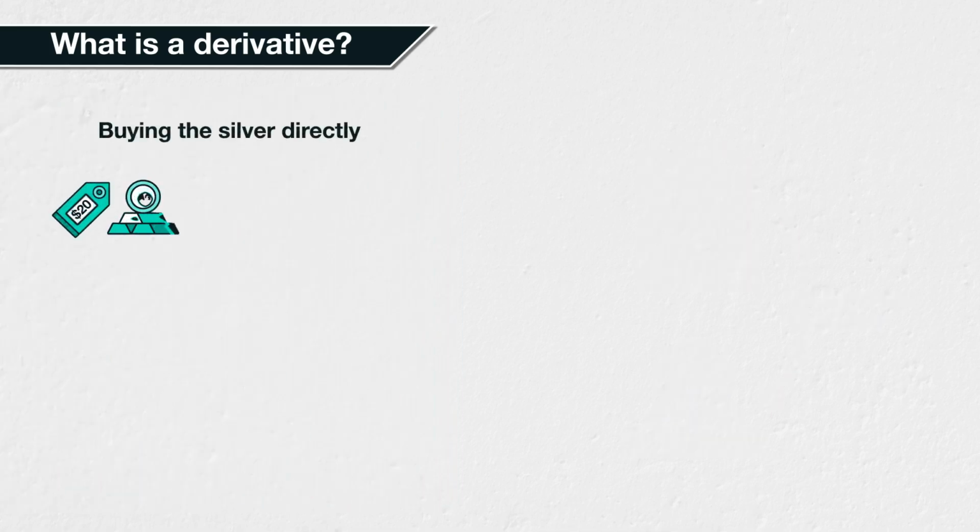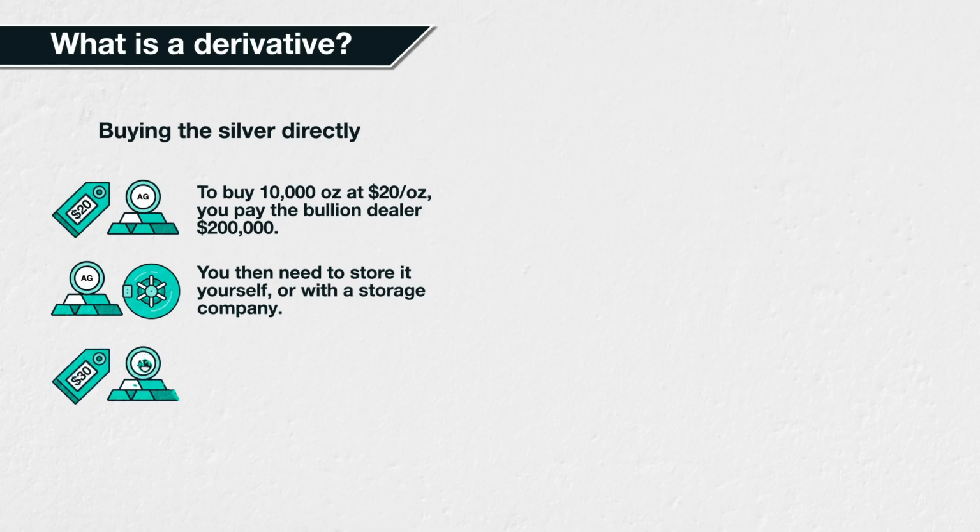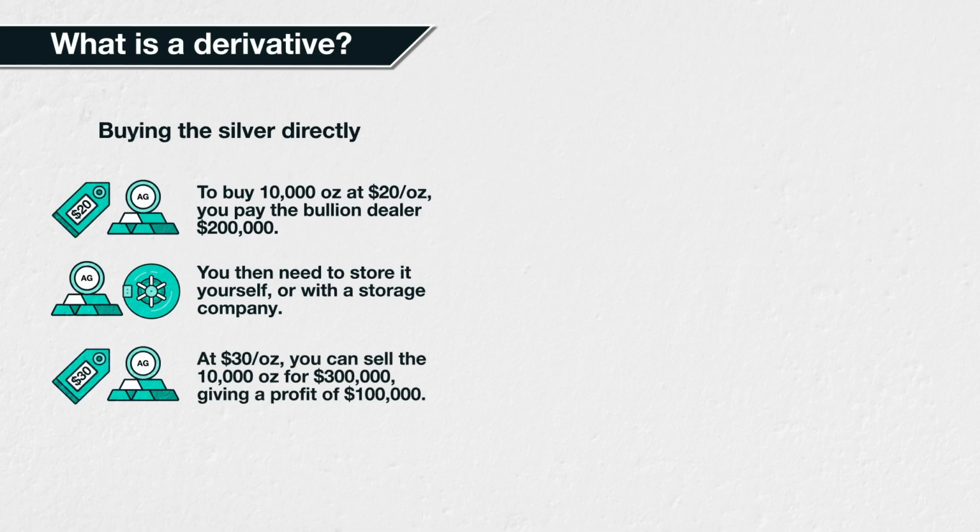For example, let's say silver is trading at a price of $20 an ounce, and you are considering purchasing 10,000 troy ounces of silver. To purchase the silver directly, you would need to pay the bullion dealer $200,000 plus any premium, which we'll come on to shortly. Then either store the 10,000 ounces with a company that handles storage or take physical delivery of the 10,000 ounces yourself. If the price of silver then increases to $30 an ounce, you can sell the 10,000 ounces for $300,000 and so will have made a profit of $100,000.